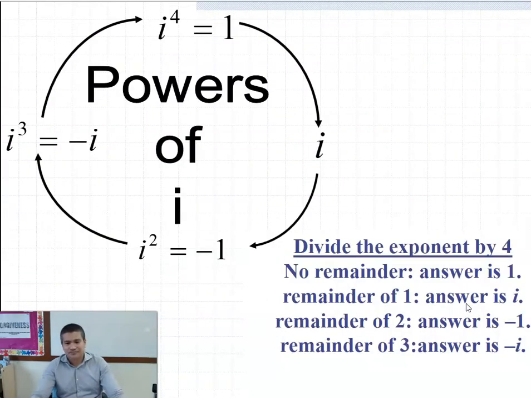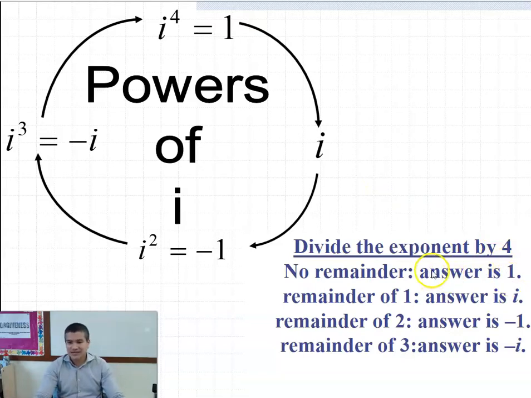For example, when you solve problems where the exponent of the imaginary unit is greater than 4, you divide the exponent by 4. And whatever the remainder is follows the same 4 cycles. So if there is no remainder, the answer is 1. If it is i raised to the power of 4, i to the 4th is equal to 1, which is when you divide 4 by 4, it is equal to 0, right? There is no remainder, so therefore the answer is 1.